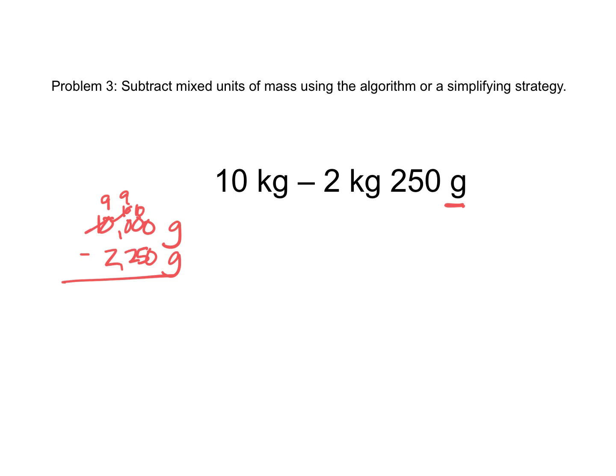And whoops, we'll see how that goes right there. Okay, suddenly my page got really small, but let's see. 0 minus 0 is 0. 10 minus 5 is 5. 9 minus 2 is 7. 9 minus 2 is 7. 7,750 grams is our answer here.